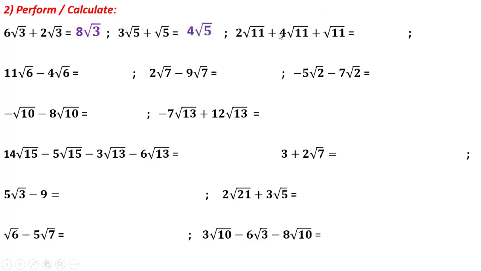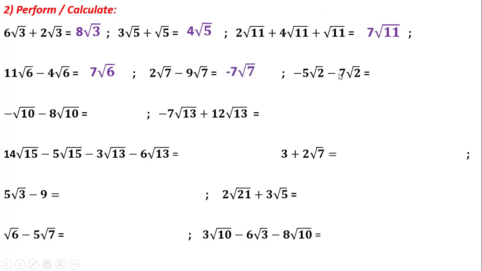Now 2 radical 11 plus 4 radical 11 plus radical 11. Same radicands, so we add 2 plus 4 is 6, plus 1, so it's 7 radical 11. 11 radical 6 minus 4 radical 6, same radicands, so 11 minus 4 is 7 radical 6. 2 radical 7 minus 9 radical 7: 2 minus 9 is negative 7, and we keep radical 7 as it is.